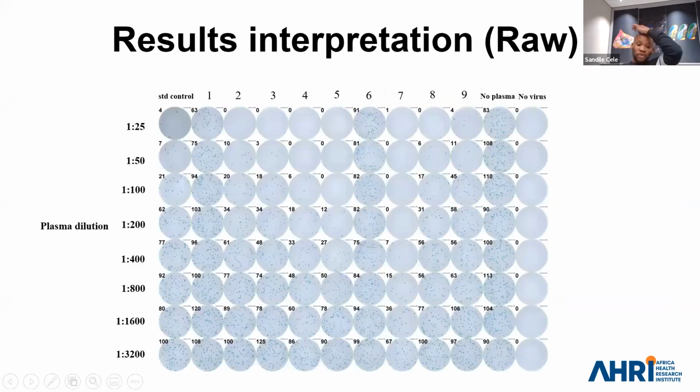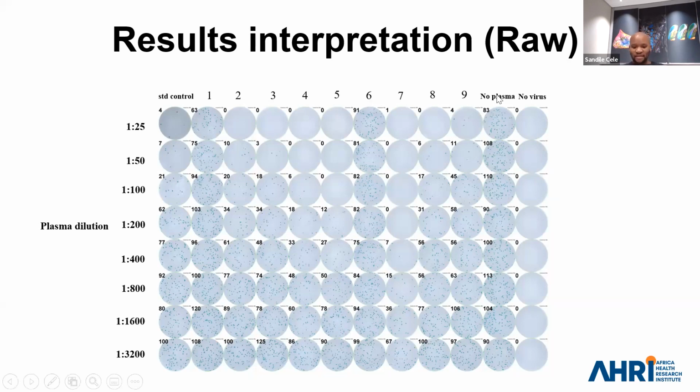So now let's go through how to read or interpret these results. On the first column here is a standard antibody that we know works well against SARS-CoV-2. At higher plasma dilutions, 1:25, 1:50, and 1:100, there are few infected cells, like 4, 7, and 21. This means that the antibody can bind to SARS-CoV-2 and prevent infection of the cells.